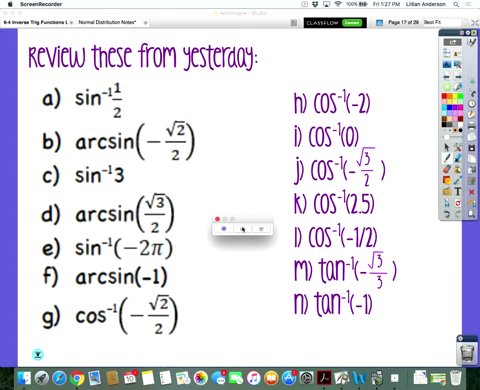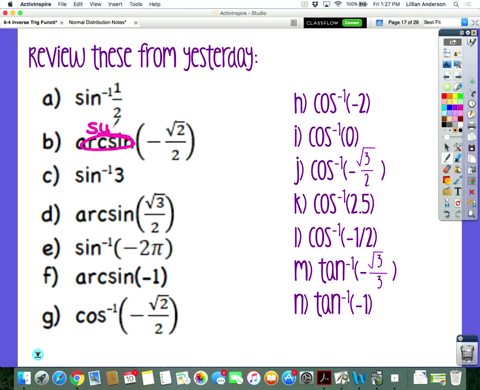Remember, whenever it's the inverse, arc sine also means sine inverse. So whenever you see arc sine or arc cosine or arc tangent, they just mean sine to the negative 1, cosine to the negative 1, etc. So remember the restrictions. Sine is restricted between what two values? Negative pi over 2 to pi over 2. Cosine is restricted between 0 and pi, and then tangent is restricted between negative pi over 2 and pi over 2, not included, okay?